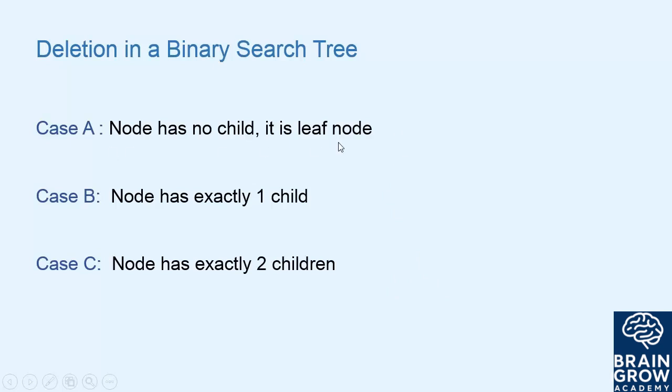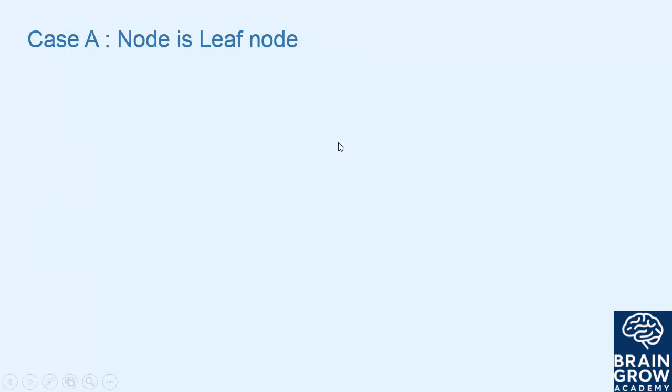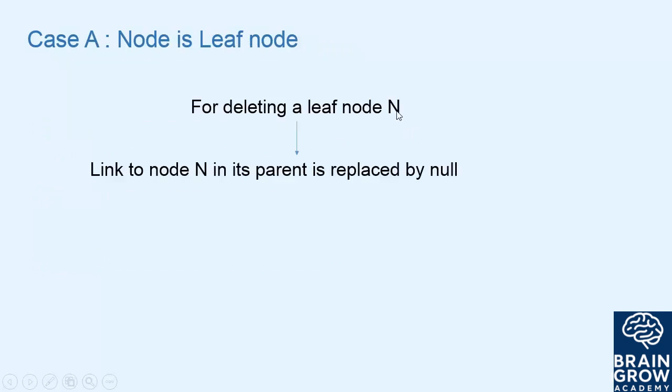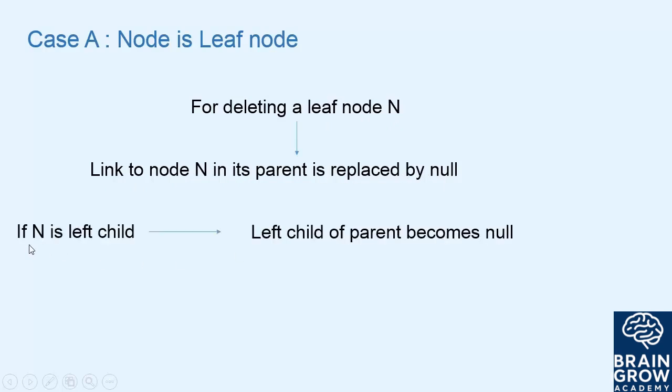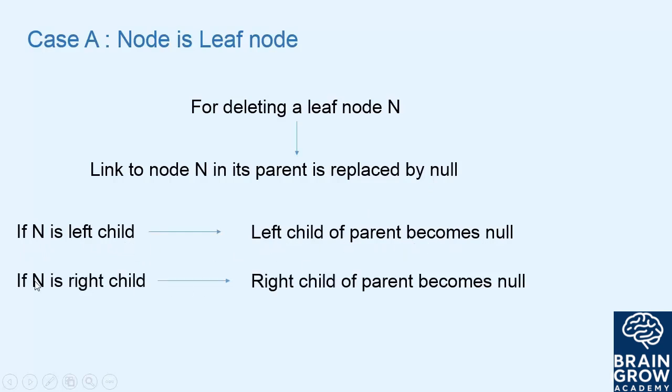So first, let's take this case A. For deleting a leaf node n, the link to node n in its parent is replaced by null. So if the node to be deleted is a left child of its parent, then left child of parent becomes null. And if the node to be deleted is right child of its parent, then right child of parent becomes null. Let's see this with the help of examples.